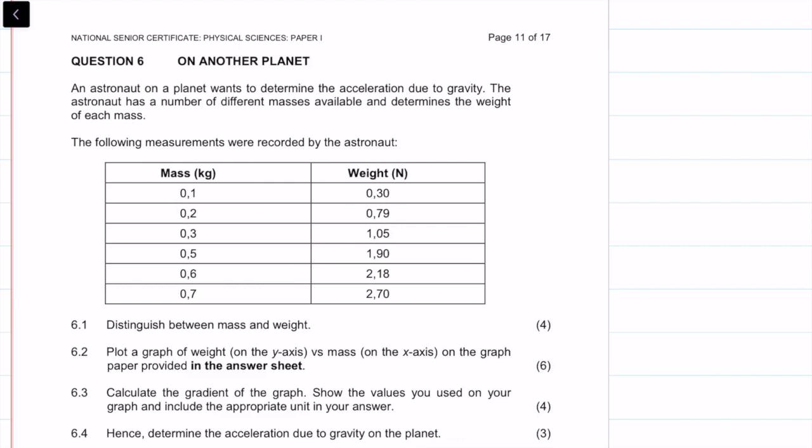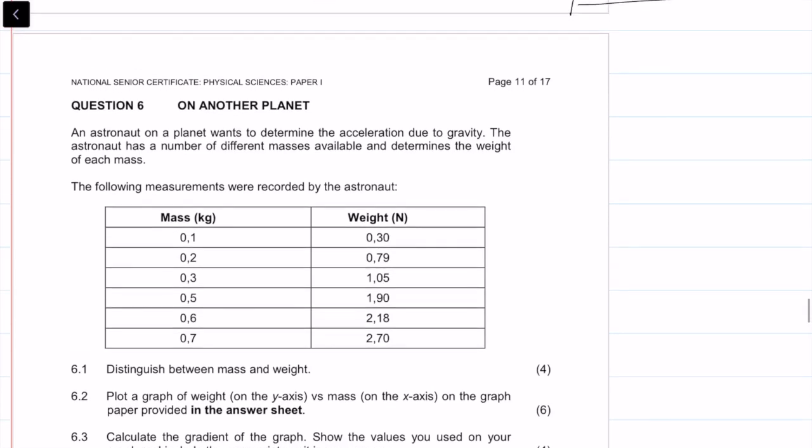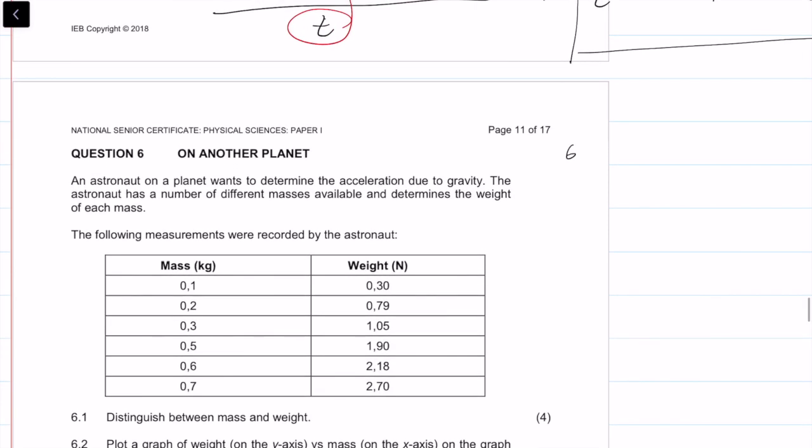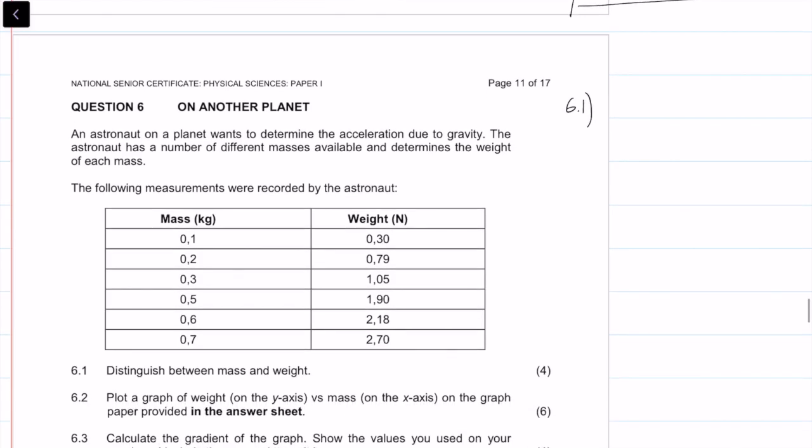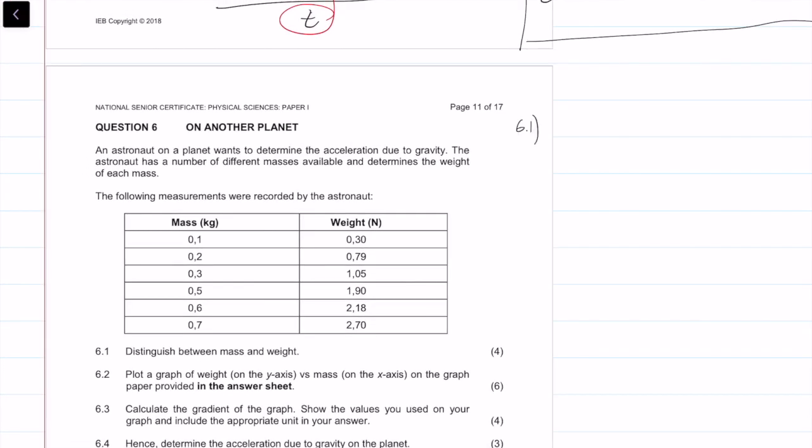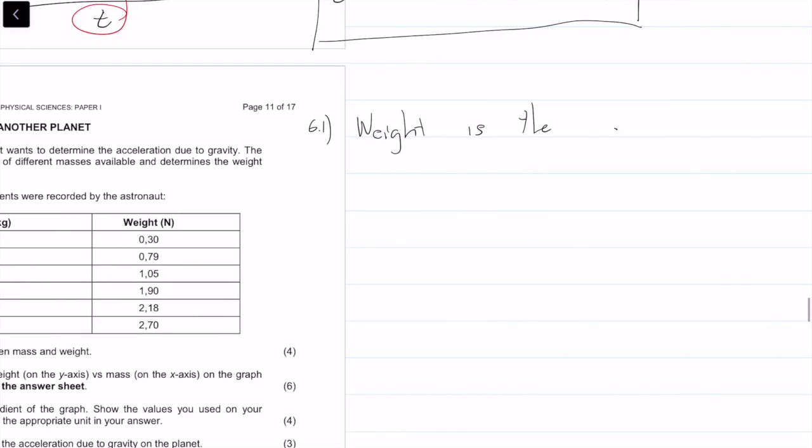Okay, so the first question says 6.1, it's a bit of a theory definition kind of question. It says distinguish between mass and weight. So basically it's asking for what is the difference between mass and weight. Okay, so we know that weight is the gravitational force that the Earth exerts on an object.